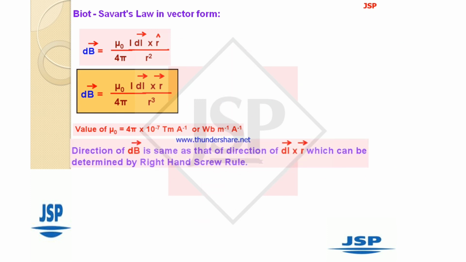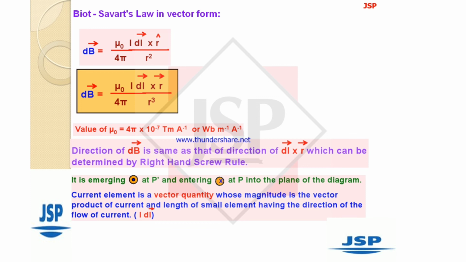The direction of dB vector is the same as the direction of dl vector cross r vector, which can be determined by the right hand screw rule. It is emerging at P dash and entering, shown by a cross, at P into the plane of the diagram. The current element is a vector quantity whose magnitude is the product of the current and the small length element, having the direction of the flow of current.